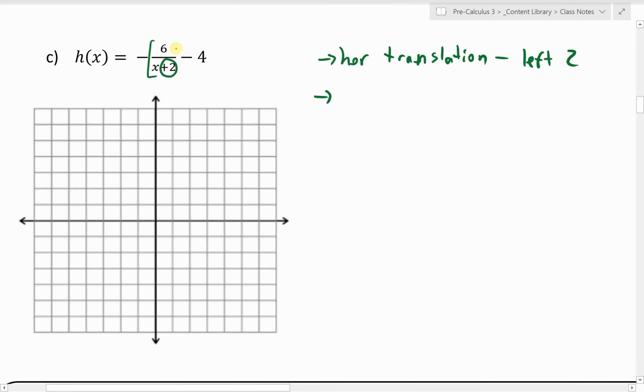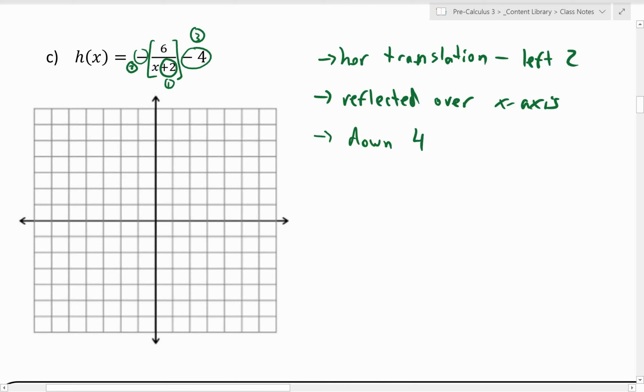Then, moving outward, the function is getting multiplied by a negative, which means it's going to get reflected. It's outside the function, so it's going to get reflected vertically over the x-axis. And the last thing we'll do going outward is subtract 4, which will move the whole graph down 4 units.